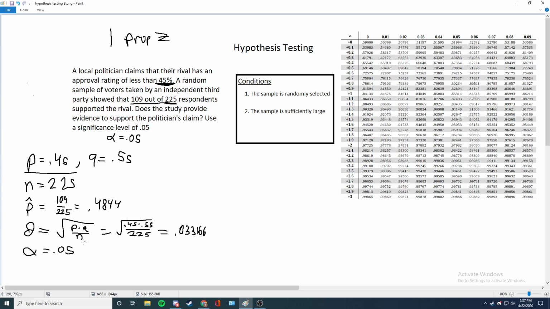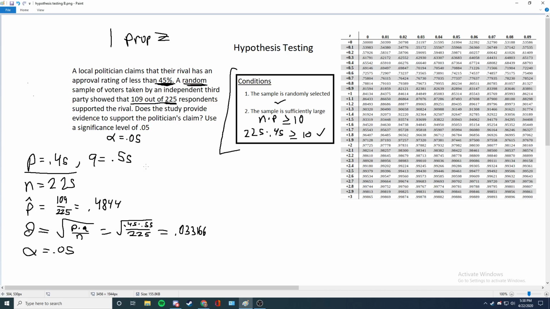Now we've got all the information pulled out, and we can move on to the conditions and see if they pass those. First, the sample is randomly selected. It says in the question that it's a random sample of voters, so that passes. And the sample is sufficiently large. Remember, to get that, we take n times p and compare it to 10. If it's equal to or greater than 10, then we pass. So our n, 225, times 0.45, is a little over 100, which is well over 10. So we pass that too.